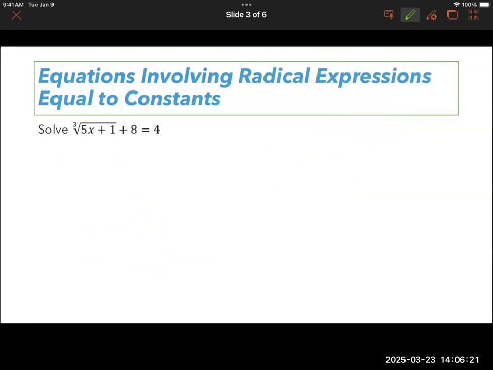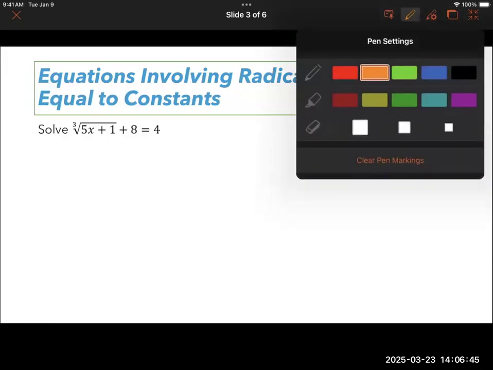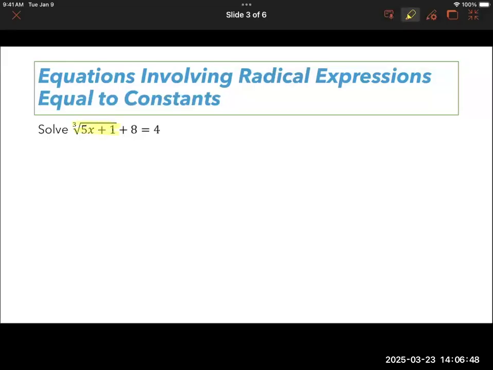Okay. Next, let's take a look at an equation that involves a radical expression. Now, there are different types of equations, and our steps are going to be slightly different in each case. So let's start first with a situation where we can get the radical isolated equal to a constant. So that actually tells us what our first step is. We need to get this radical isolated on one side of the equation. So that means I'm going to have my cube root of 5x plus 1, and then I'm going to subtract this 8 from both sides, which is going to leave me a -4 on the right-hand side.